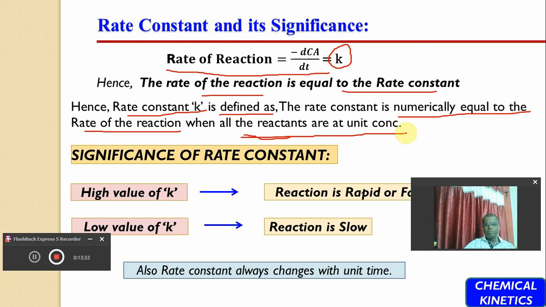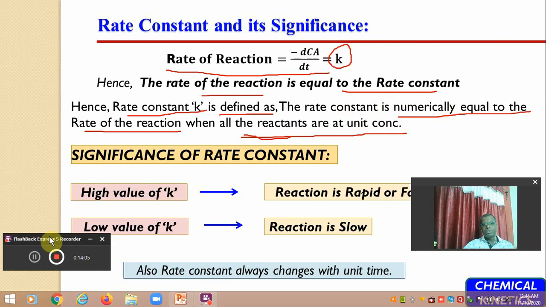It means that if we keep the concentration of all the reacting substances at unity, in the sense of 1 molar, 1 millimole, 1 mole, this is called a unit concentration. Then the value of the rate of reaction can be considered as the value of the rate constant, or whatever the rate of reaction is, it will be equal to the rate constant.